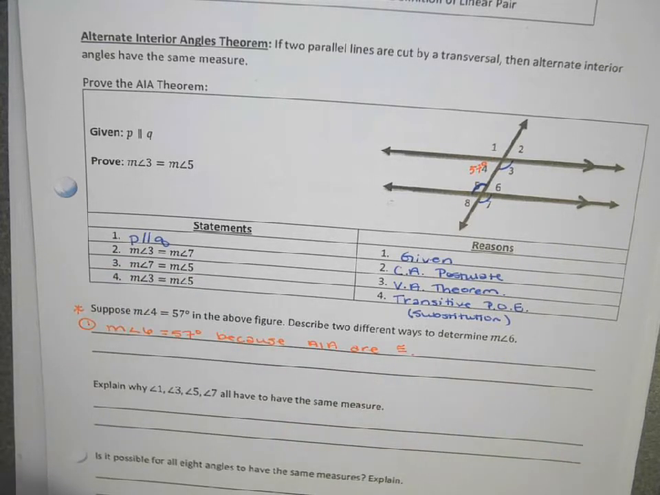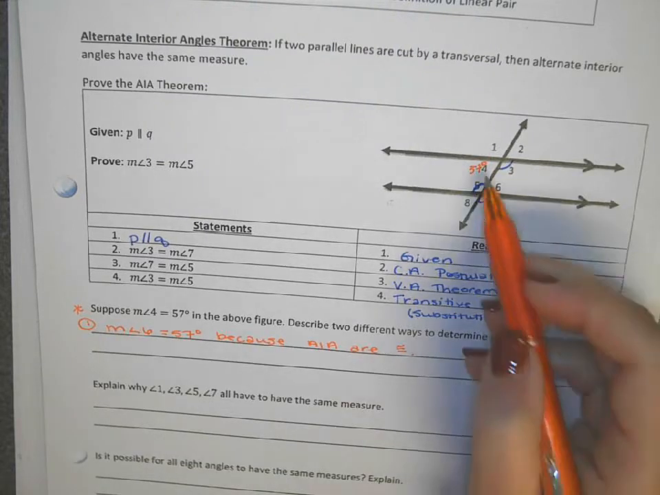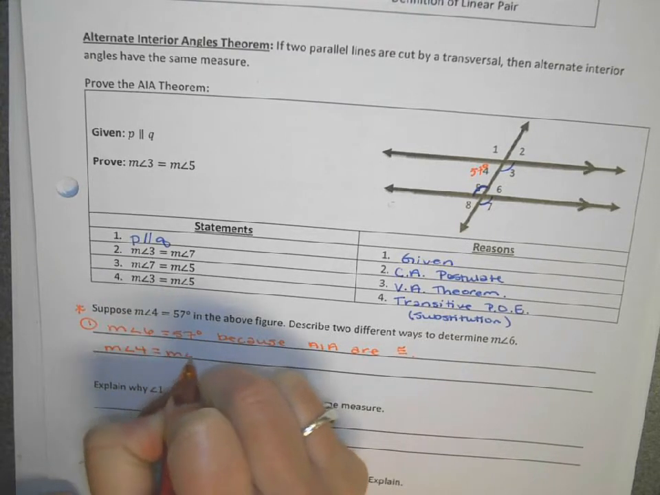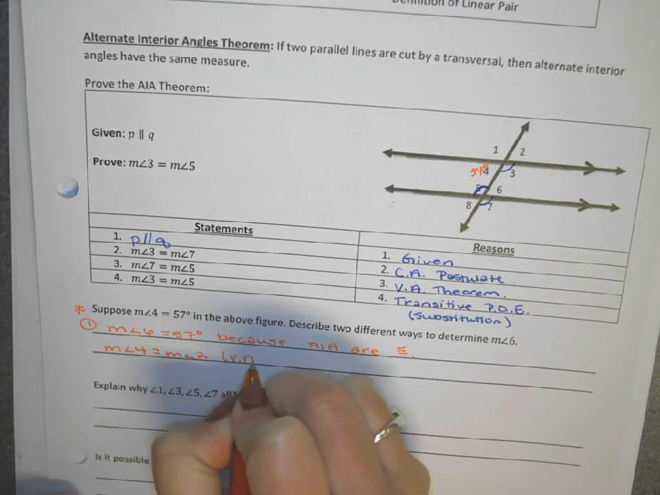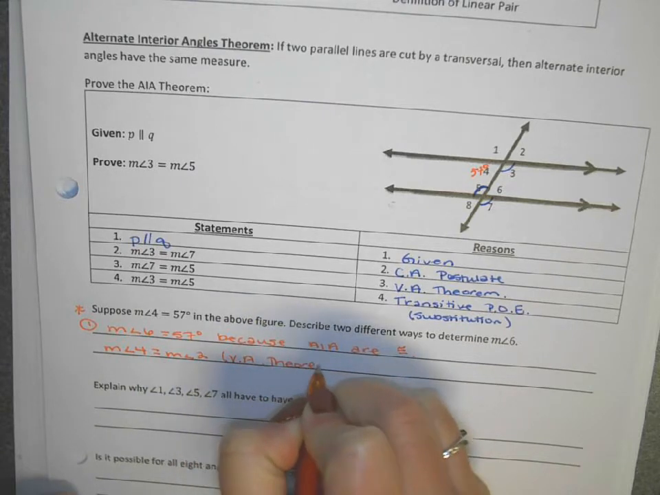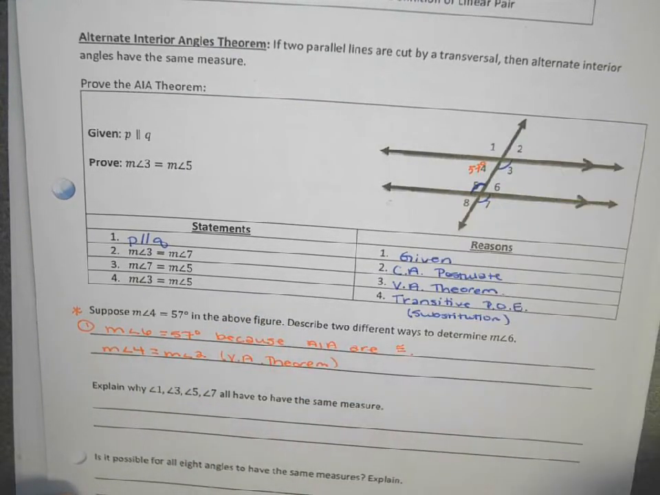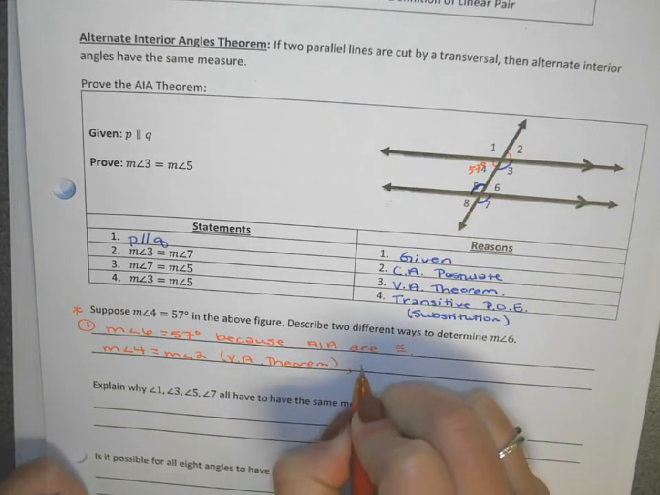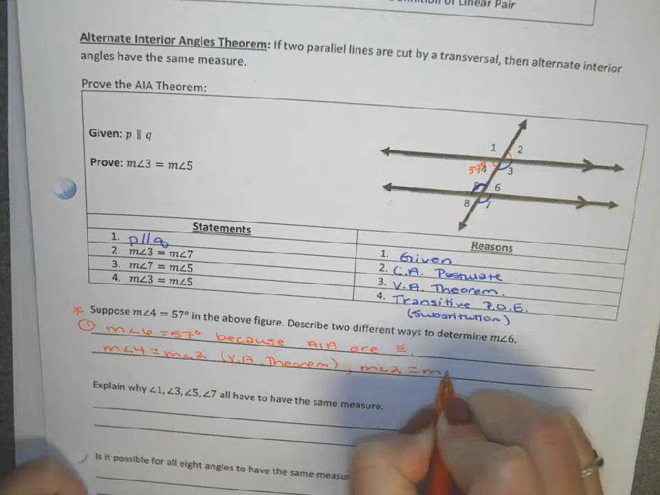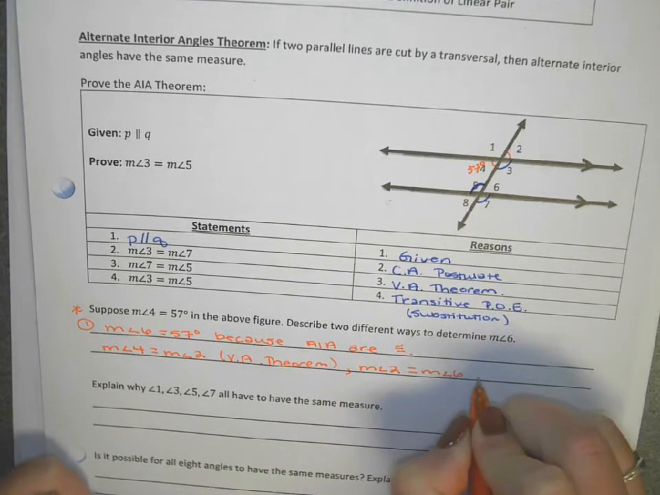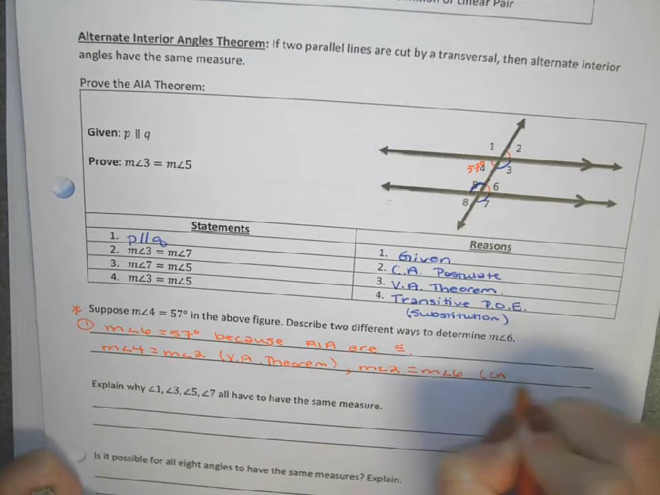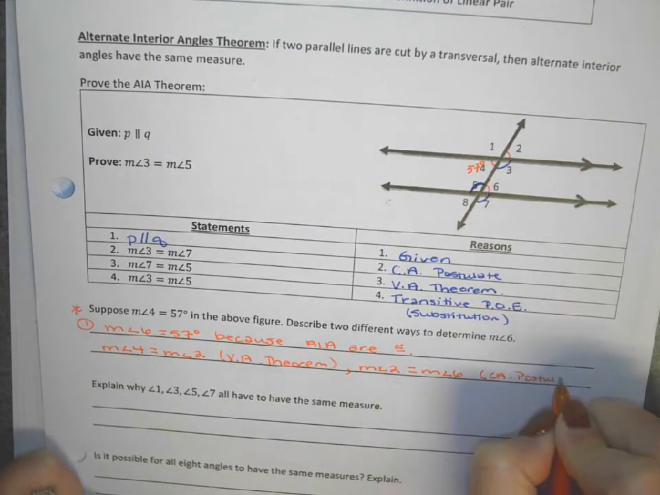There are lots of routes you can go with this. You could tell me that the measure of angle 4 equals the measure of angle 2 because of the vertical angles theorem. Right? 4 and 2 are going to be the same because of vertical angles. And then you could say 2 and 6 have to be the same because they are corresponding angles. And so the corresponding angles postulate would tell us that.